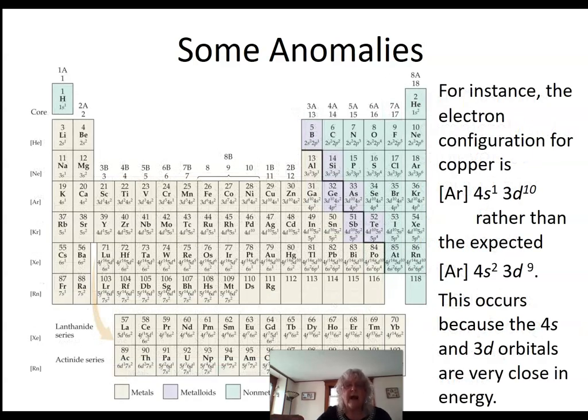So if you look at copper, so copper is Cu on the periodic table. So take a second and find copper. It's right here.